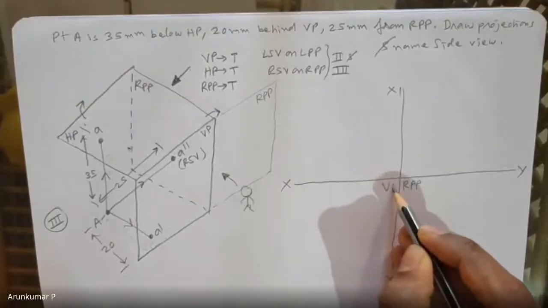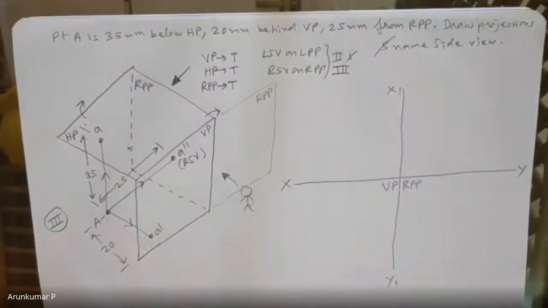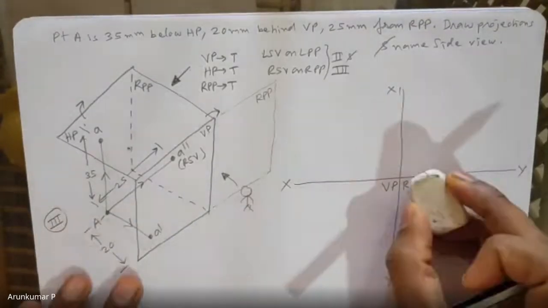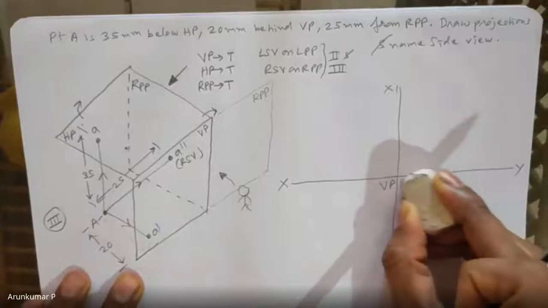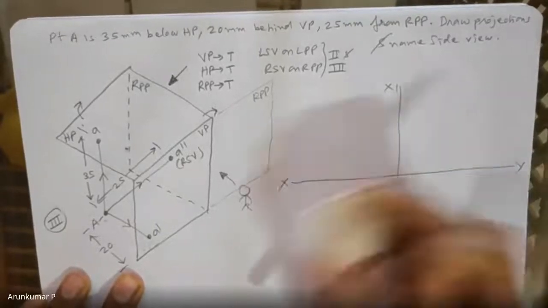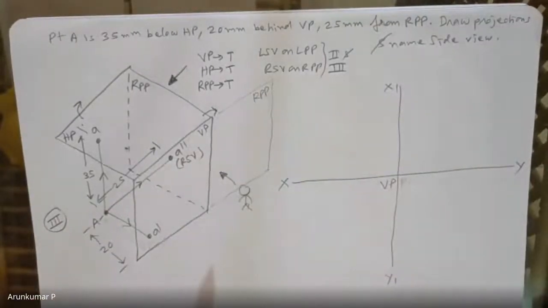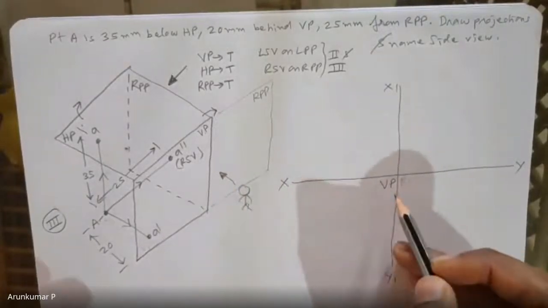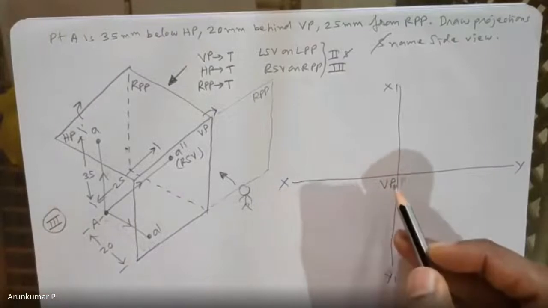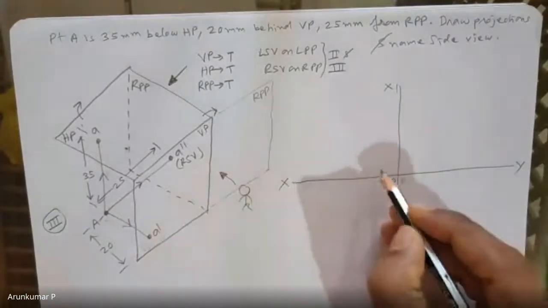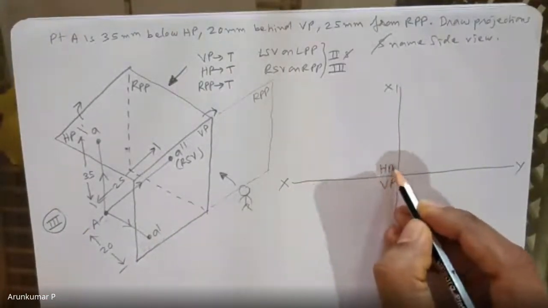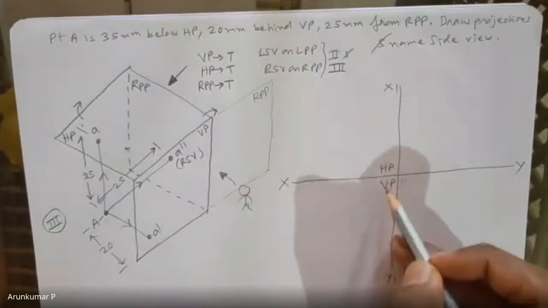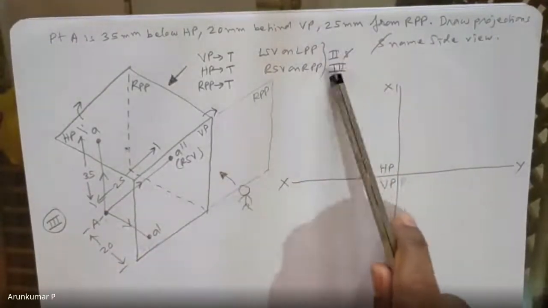VP. VP. Exactly, VP. So always remember, first you should locate VP and HP and then go on to locate RPP and median line. So we know that VP and HP in this third quadrant, VP is below XY line. So obviously HP is above XY line. So this is the location of VP and HP in the third quadrant.